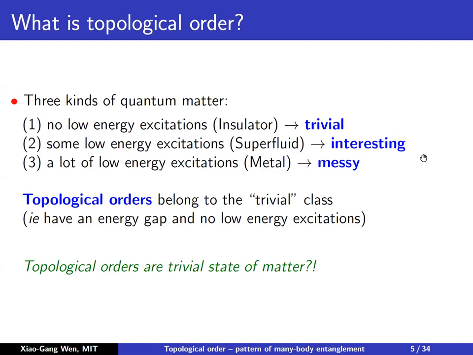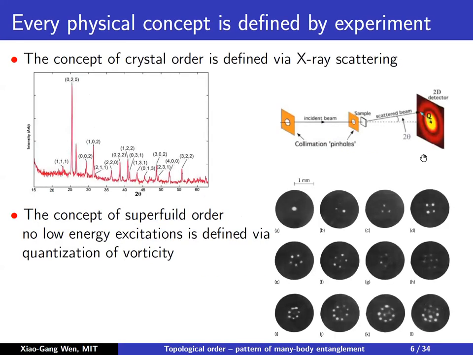Maybe there's some hope to develop a comprehensive theory for that case. So for the gapped states, how do we physically define a topological order?